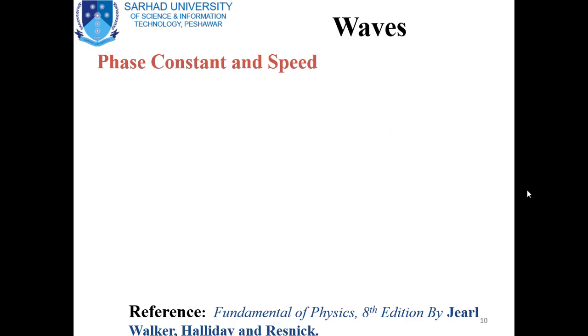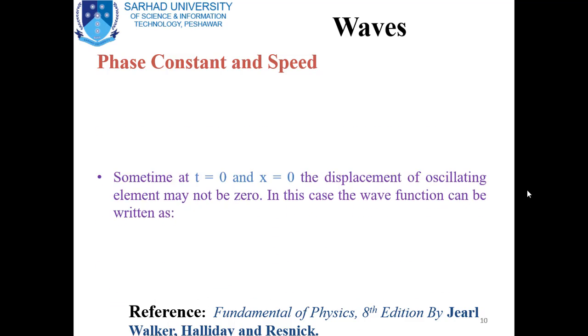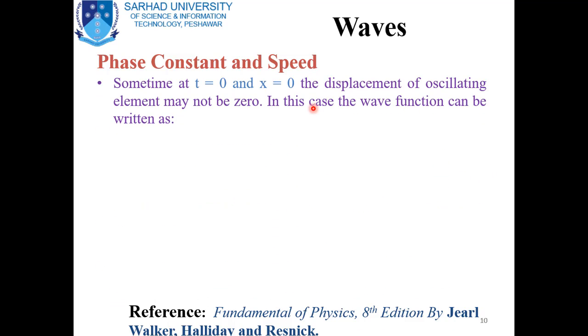The phase constant and speed. In this slide we will derive the formula for the speed of a wave, but first the phase constant. Sometimes at x equal to 0 and t equal to 0, it is not necessary that the vertical displacement of the element is equal to 0. In this case the wave function can be written as y, a function of position and time, equal to ym sin(kx minus omega t plus phi).